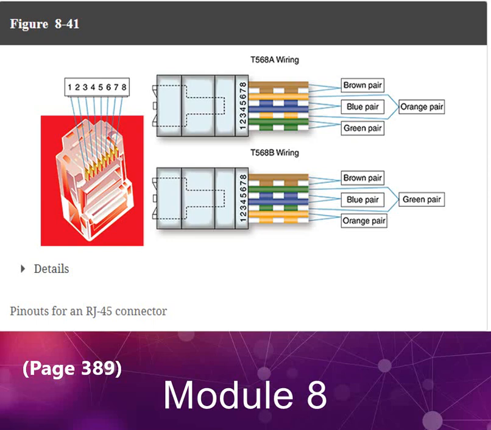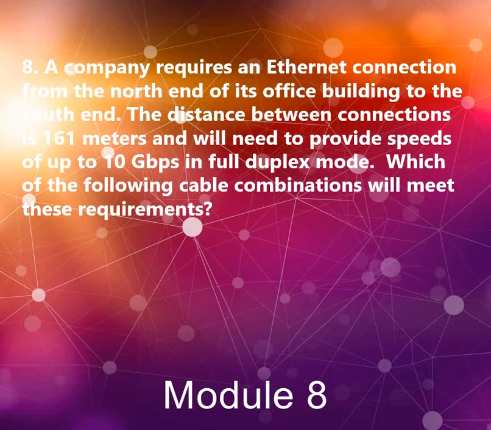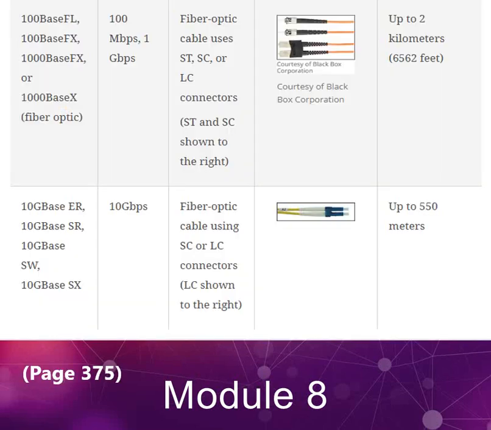So on to question number 8. A company requires an Ethernet connection from the north end of its office building to the south end. The distance between connections is 161 meters and will need to provide speeds of up to 10 gigabits per second in full duplex mode. Which of the following cable combinations will meet these requirements? So when you look at these cables, let's go ahead and go to the chart. So this is 161 meters.